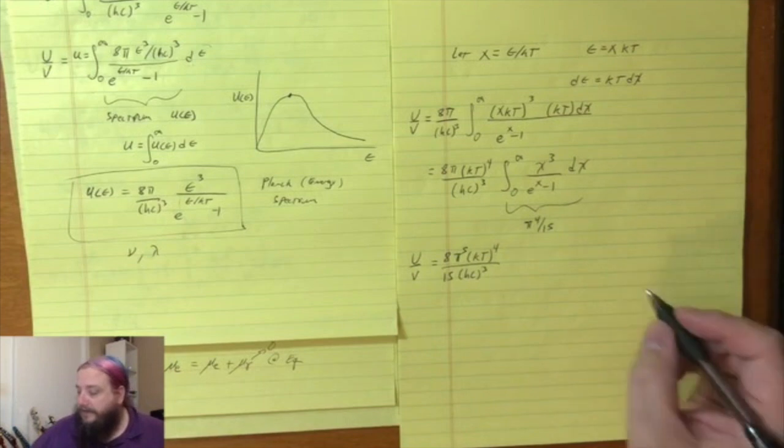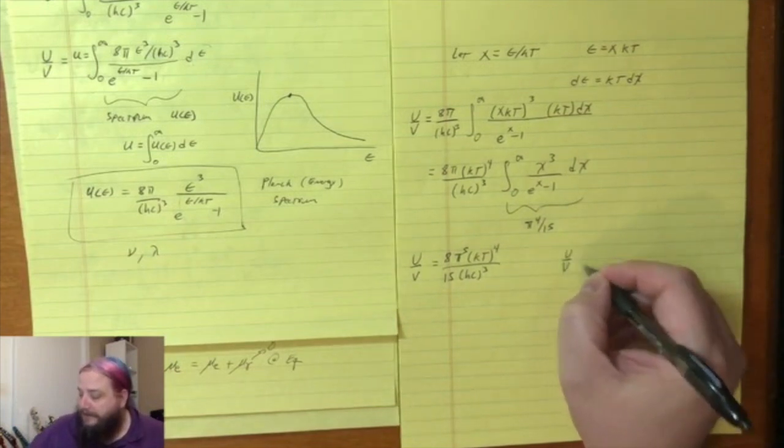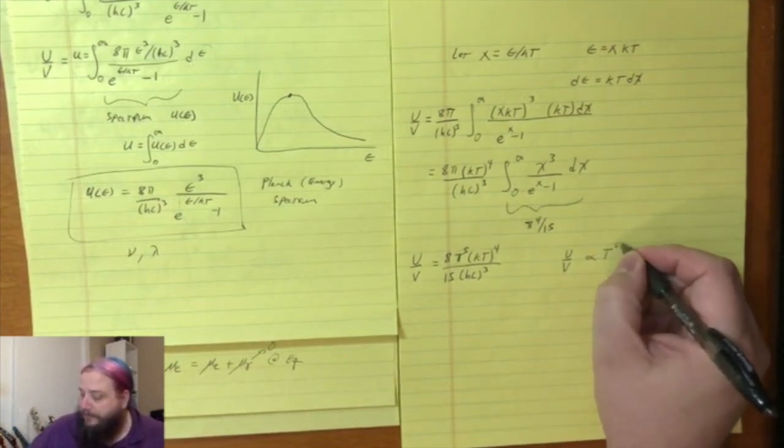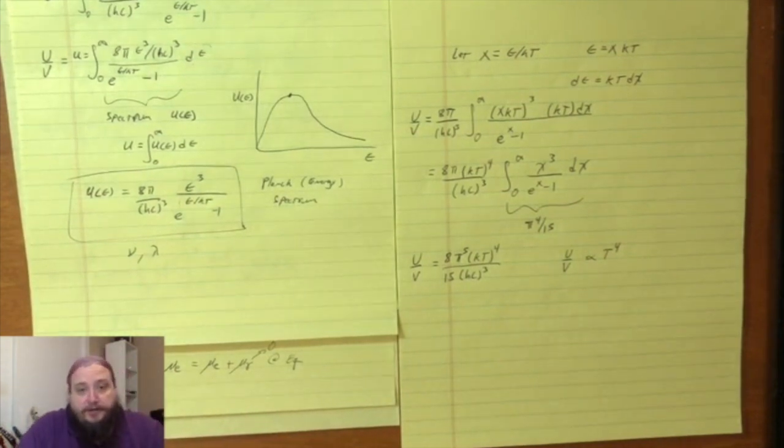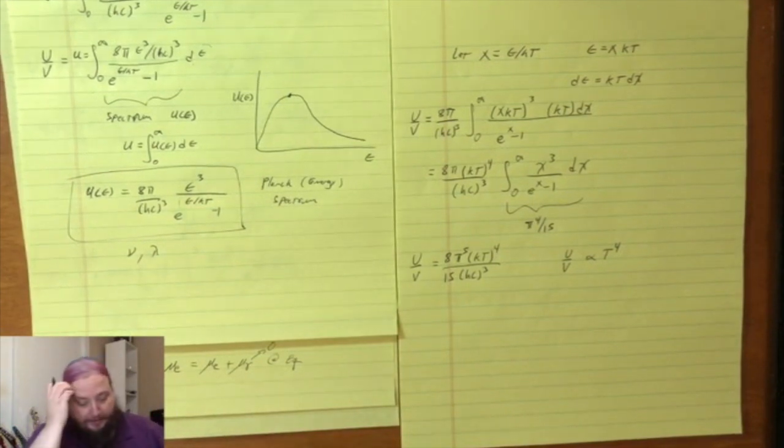The working thing to take away from this is that energy density is proportional to temperature to the 4th power. So if you double the temperature, then you have 16 times the energy density. That's a very, very sharp power law.